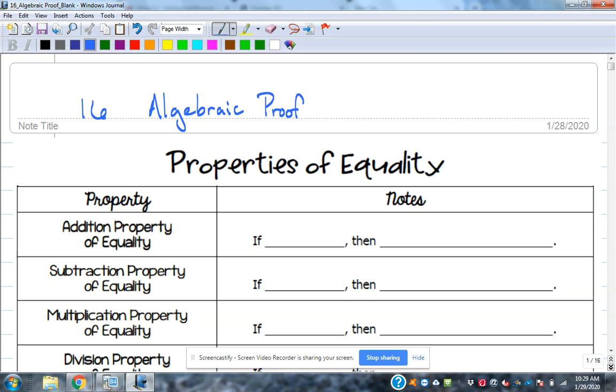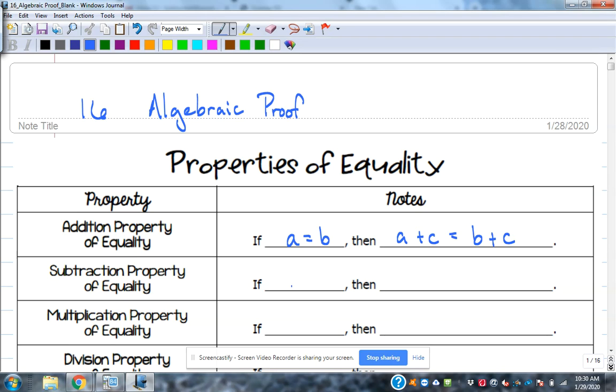So we're going to go over those properties of equality that we use, but we don't ever say that that's what we're doing. So the addition property of equality says if A equals B, then A plus something is equal to B plus the same thing. So you're adding the same thing on each side. If you add to each side in order to solve the equation, then your step is justified, or your reason for making that happen is the addition property of equality.